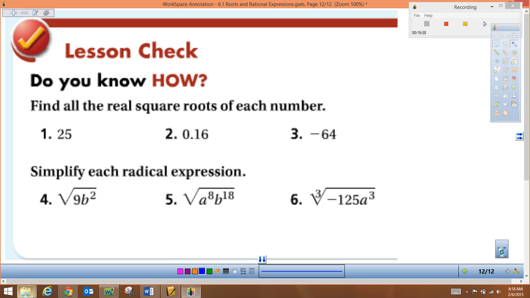Complete these problems and submit your answers. That will be the end of this lesson. Good luck with your worksheet.